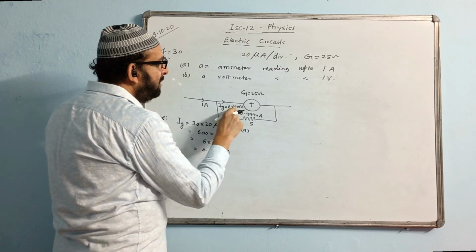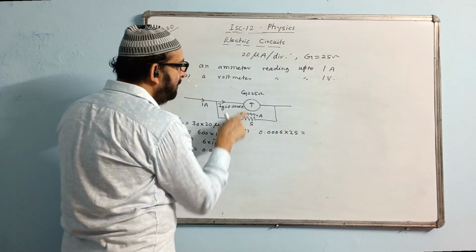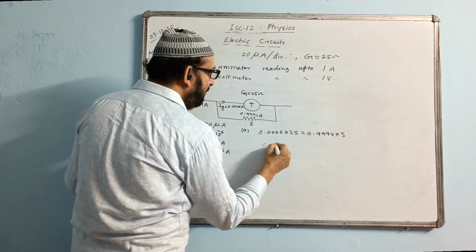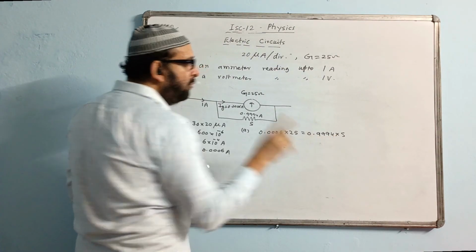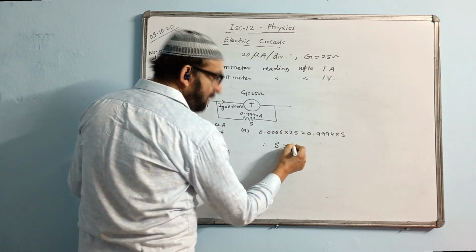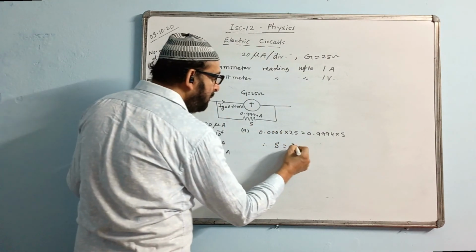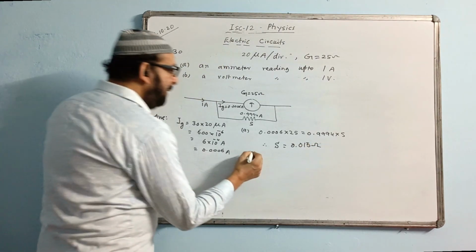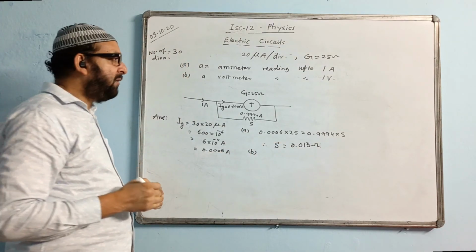Current into resistance: 0.0006 into 25 equals 0.9994 into S. Therefore, find the value of S. When you calculate, 0.9994 is nearly equal to 1. 25 into 6 is 150, and the answer will come 0.015 ohm. In the calculator the answer will not come exactly, but you have to round it off, and the answer will come 0.015 ohm.